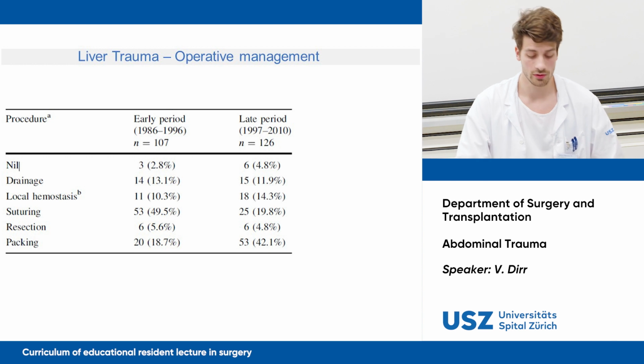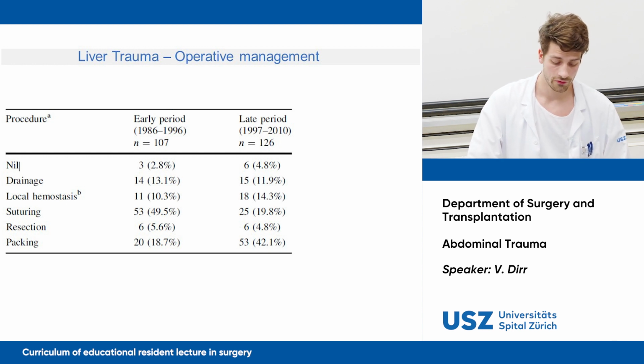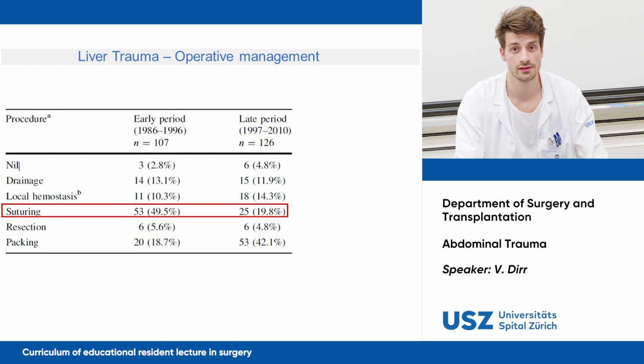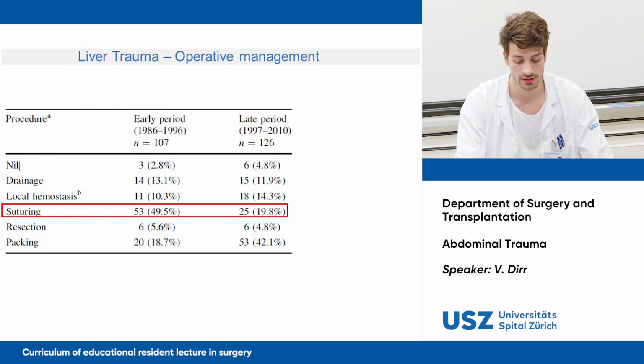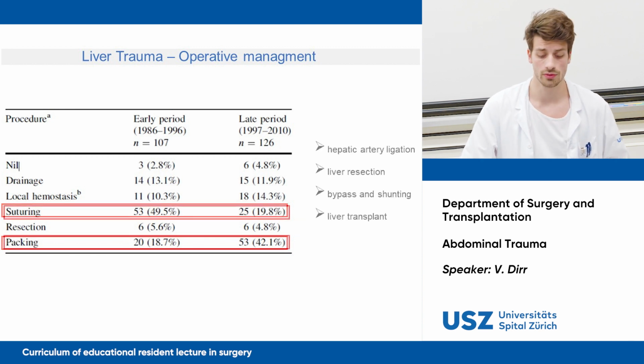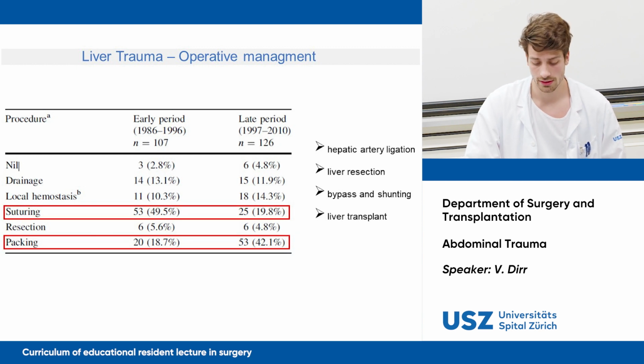And in the study I was talking about earlier, they have seen a shift from the early period towards the late period. In the early period, in around 50% of the cases suturing was the treatment of choice, and then later on it was only 20%, whereas packing was clearly favorable in the late period. Sometimes higher grade injuries might necessitate something like a hepatic artery ligation, liver resection, bypass and shunting techniques, or in worst case scenarios, a liver transplant.